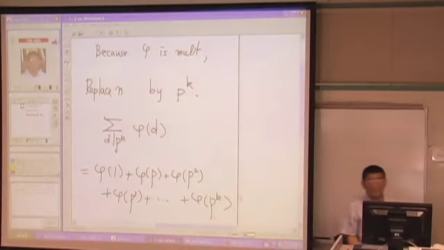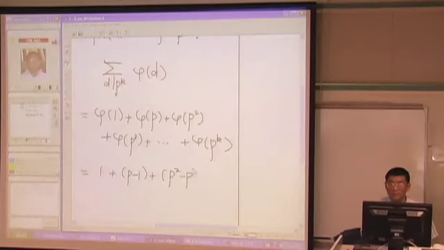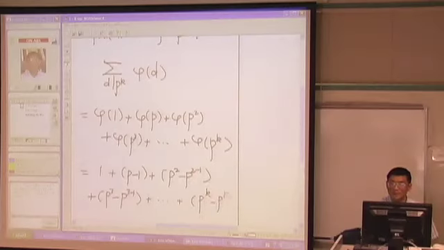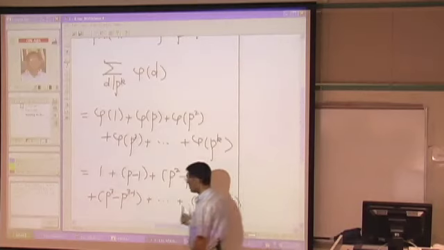Then, for each prime power, what can you do? First of all, by definition, phi of p to the power of 1 is, because it's prime, p minus 1. Do you follow me? And because of this, phi of p squared is p squared minus p to the power of 2 minus 1, right? And then phi of p cubed is p cubed minus p to the power of 3 minus 1, and all the way up to p to the power of k minus p to the power of k minus 1. Do you follow me? I just used the fact that I mentioned very early.